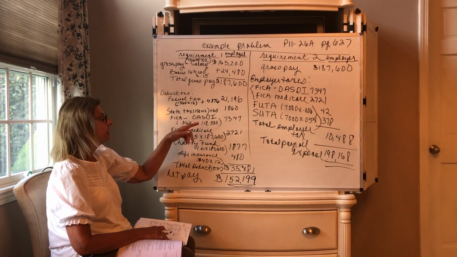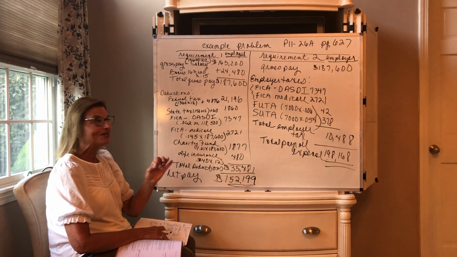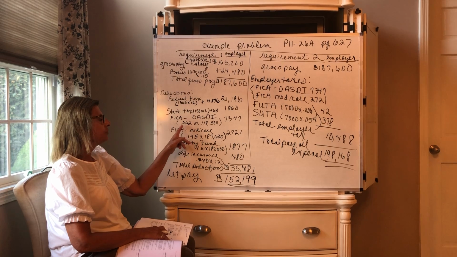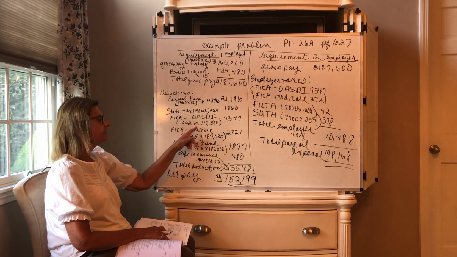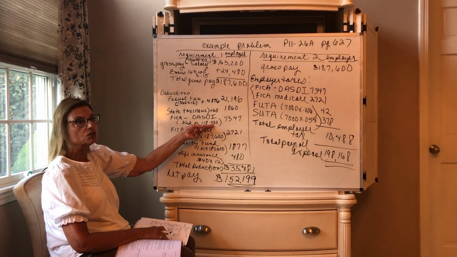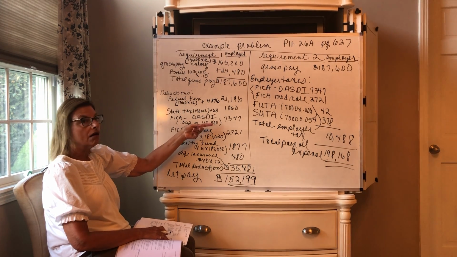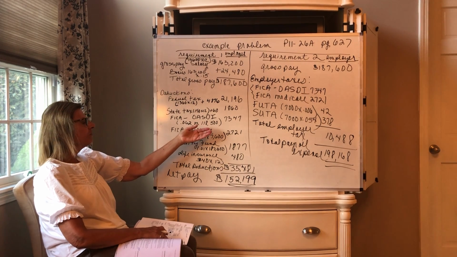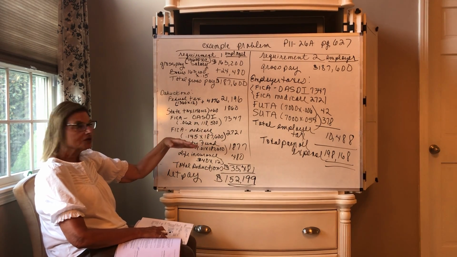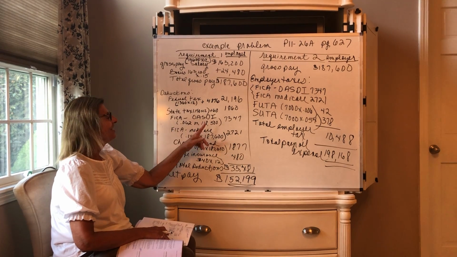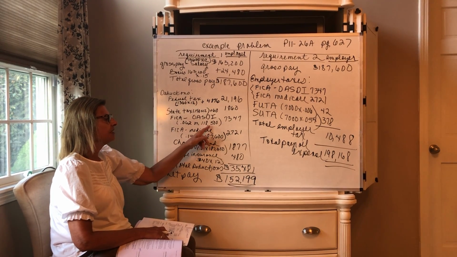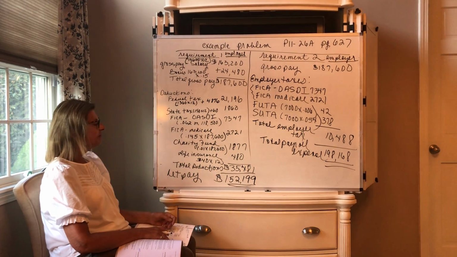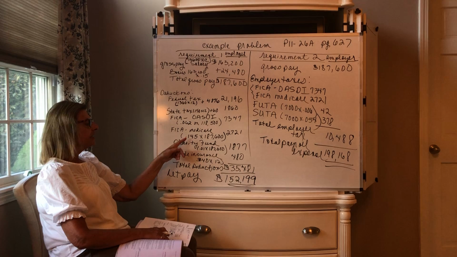FICA, the old age survivors and disability insurance, we call it Social Security, right? 6.2%, it's easier to change to a decimal, so you can multiply. It's only on the first 118,500. This was when the book was published. Now that's up to 137,500. Most people don't make that much money, but this guy does. So they only tax up to the first 118,500 in the book. It's 73.47.